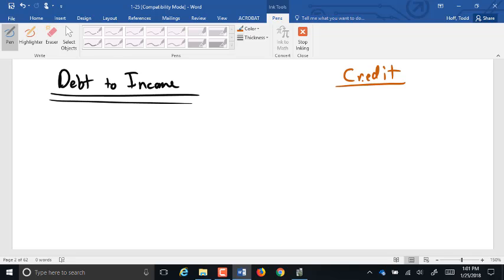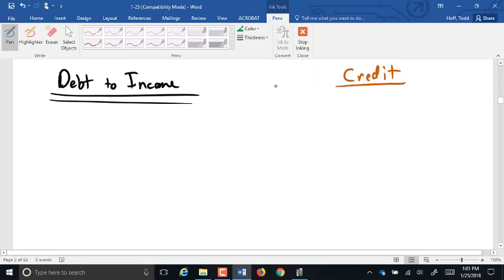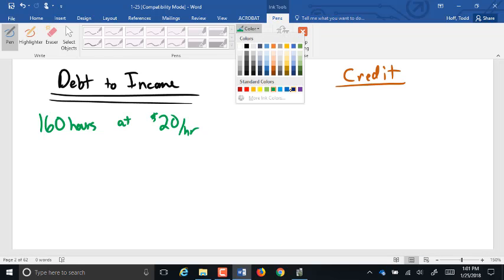It's your risk. It's your debt to income ratio that actually helps the bank evaluate whether you have the income to repay that loan, whether you're going to get it or not. So let's say your income, working 160 hours per month at $20 per hour. What's your gross income?